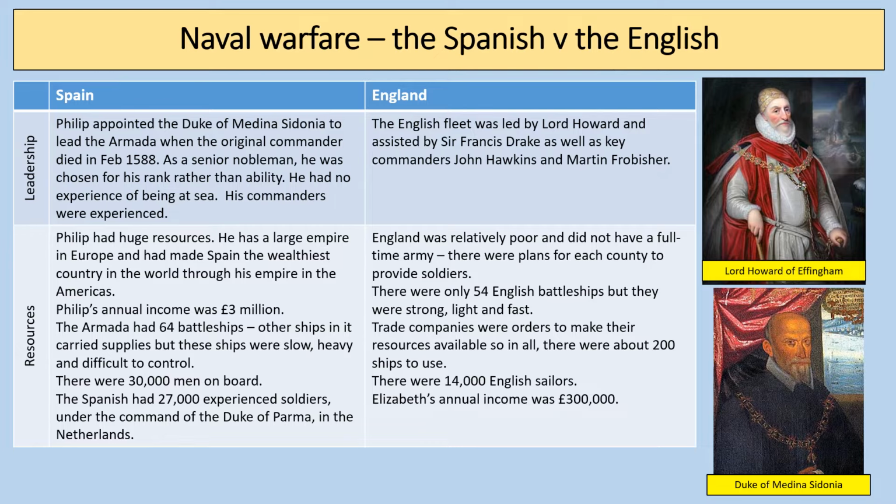In terms of resources, and you can pause and read the actual stats in more detail, the Spanish had a lot more resources. Philip's annual income was £3 million, whereas Elizabeth's annual income was 300,000. The Armada had 64 battleships. The English had 54 battleships. So the Spanish had more resources within this battle, if you like.